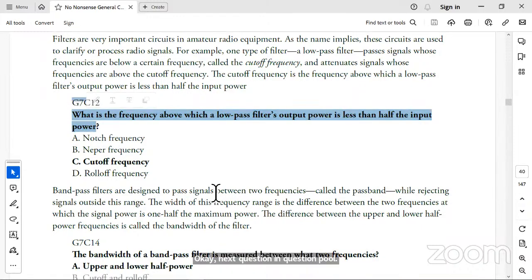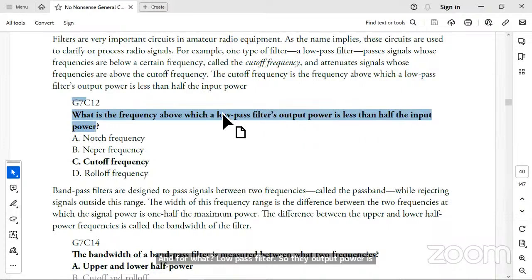What is the frequency above which a low-pass filter's output power is less than half the input power? Let's dissect this question. What are they asking us? What is the frequency? So either some frequency or the name of that frequency. What do we call that frequency? But for what? Low-pass filter. So the output power is less than half the input power.